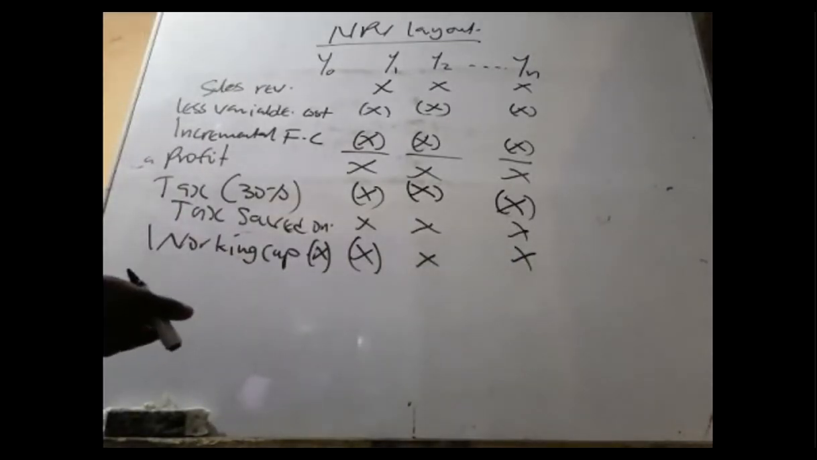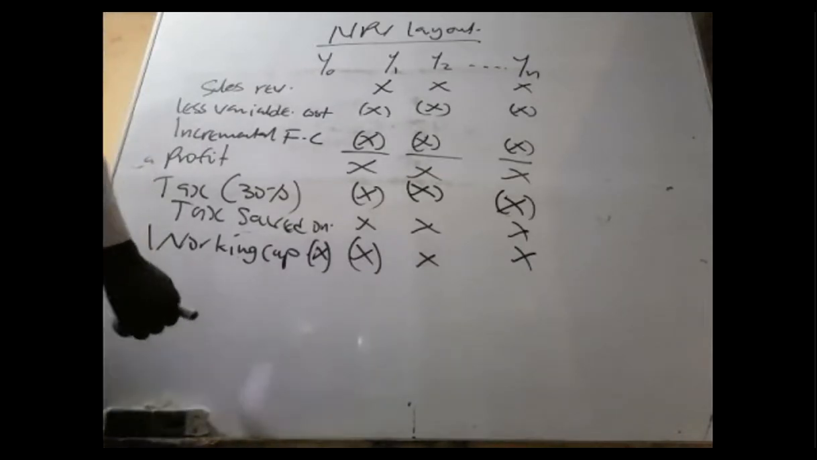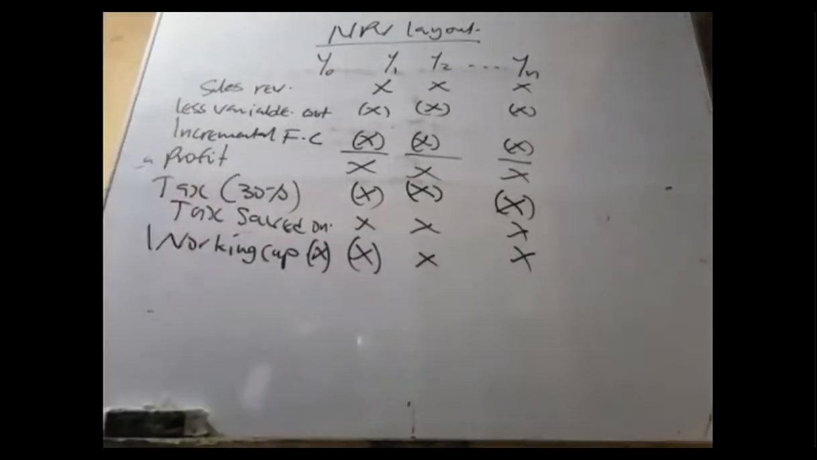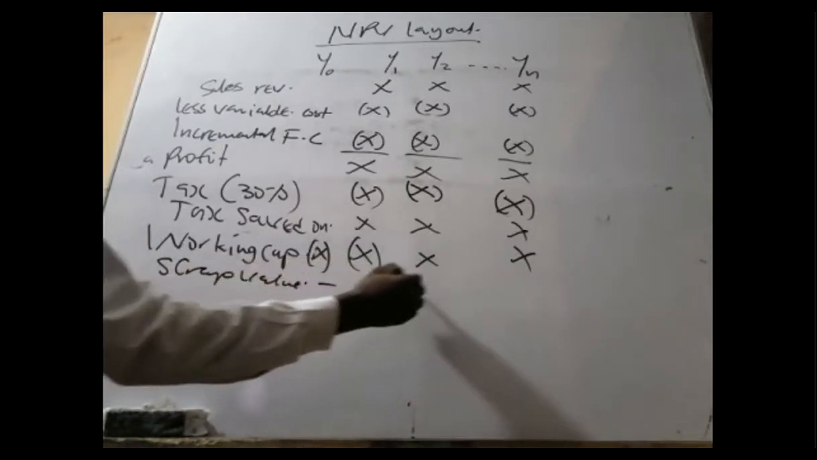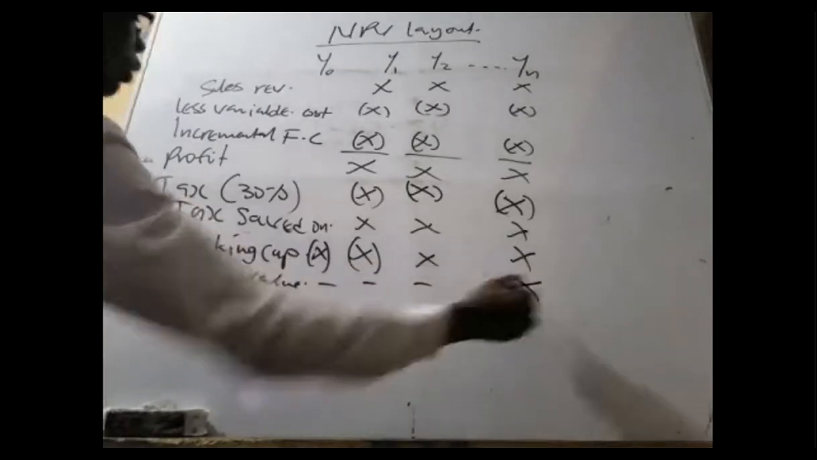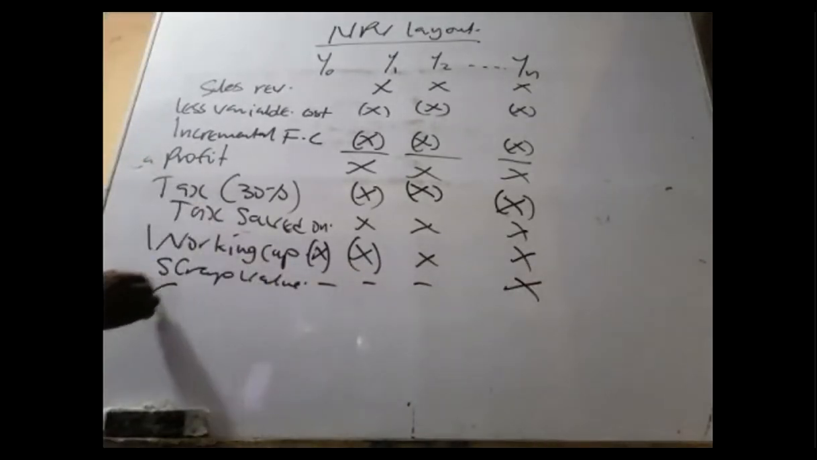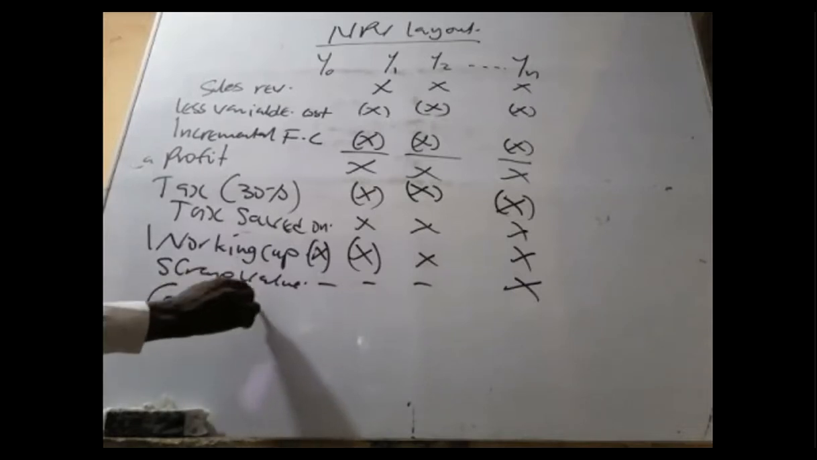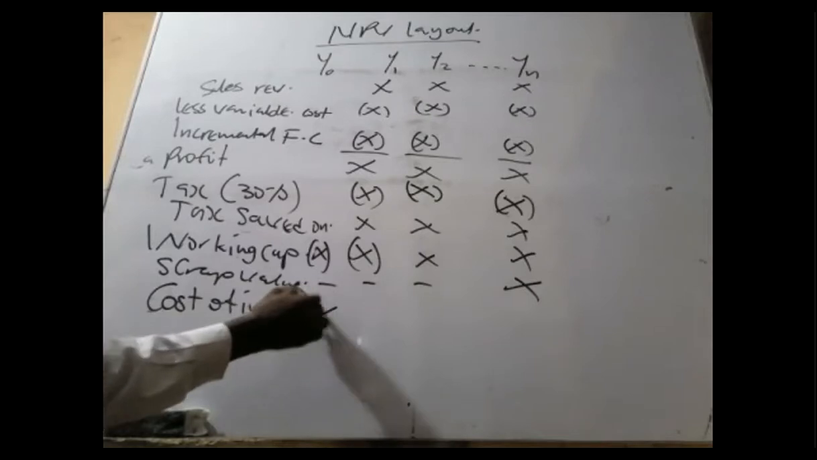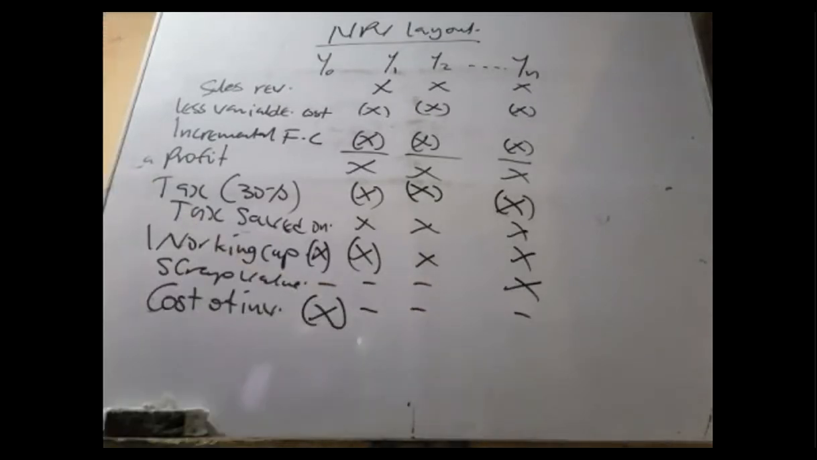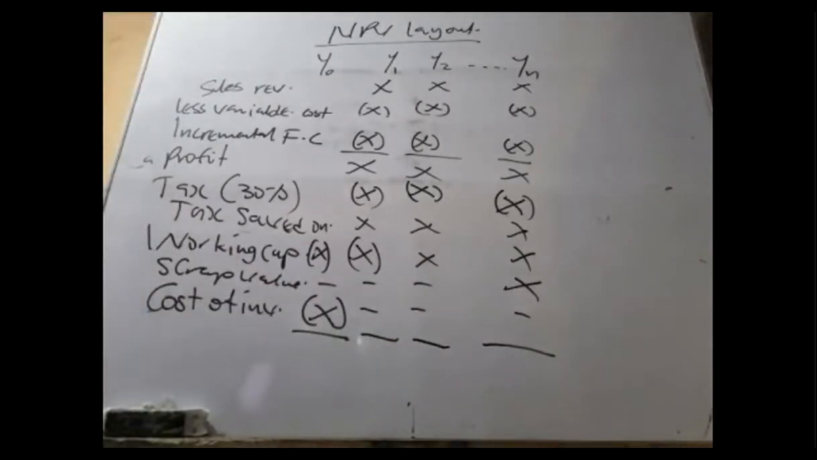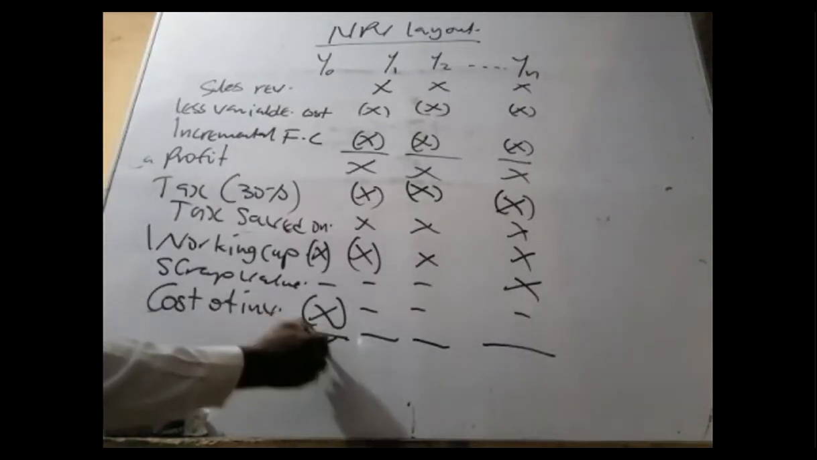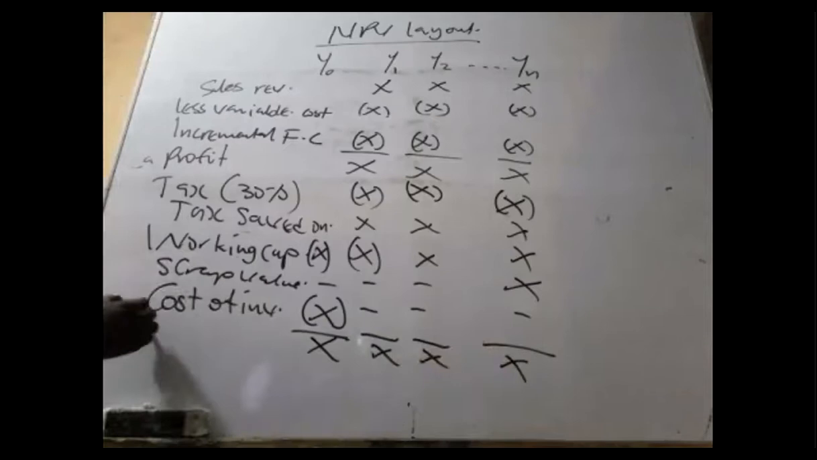And right after working capital, we bring in the after-tax scrap value of the asset. The scrap value, that one, in the last year you put it there. Then finally, cost of investment. You bring it here, negative. You align them, put all of them together. We call it net cash flow.